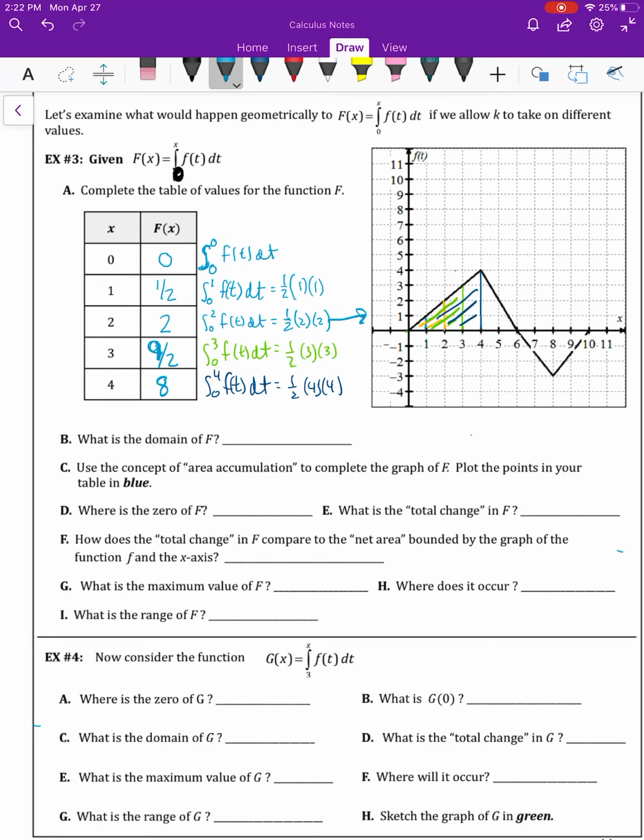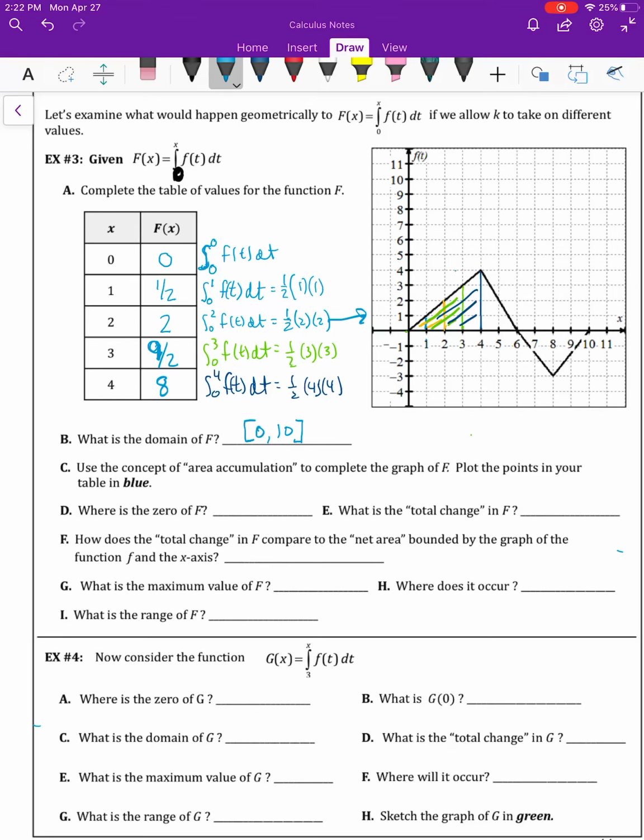And there's our table. So what is the domain of F? Well, it looks like it is 0 to 10 is our domain. Those are all the x values that have an actual point on f of t. Use the concept of area accumulation to complete the graph of capital F. Plot your points in your table in blue.